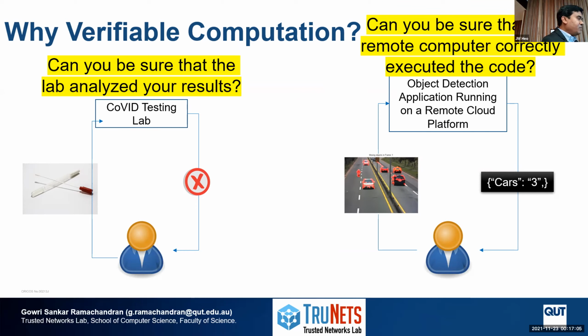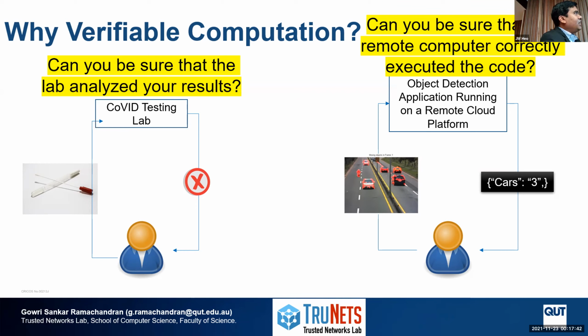Similarly, if you're familiar with cloud computing, if you have an application that you want to run on a cloud computing platform, typically you buy a computing resource and run that application on the cloud. If you look at the diagram on the right side, let's say you want to count the number of cars in an image. It's an object detection application, and you're offloading this object detection task to a remote cloud computing platform. And then the remote cloud computing platform gives you the result saying that there are 3 cars.